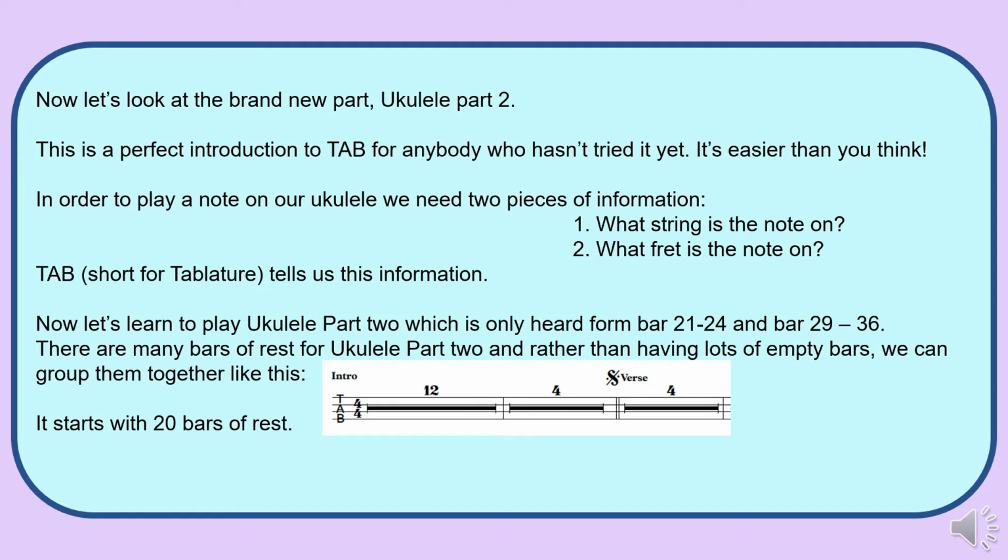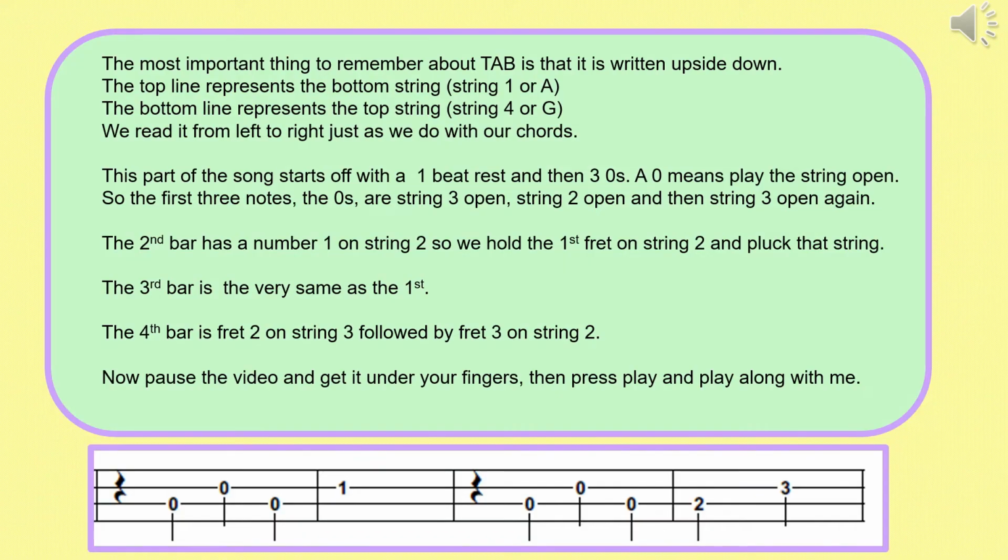Now let's learn to play Ukulele Part 2, which is only heard from bar 21 to 24 and bar 29 to 36. There are many bars of rest for Ukulele Part 2, and rather than having lots of empty bars, we can group them together like this. It starts with 20 bars of rest.